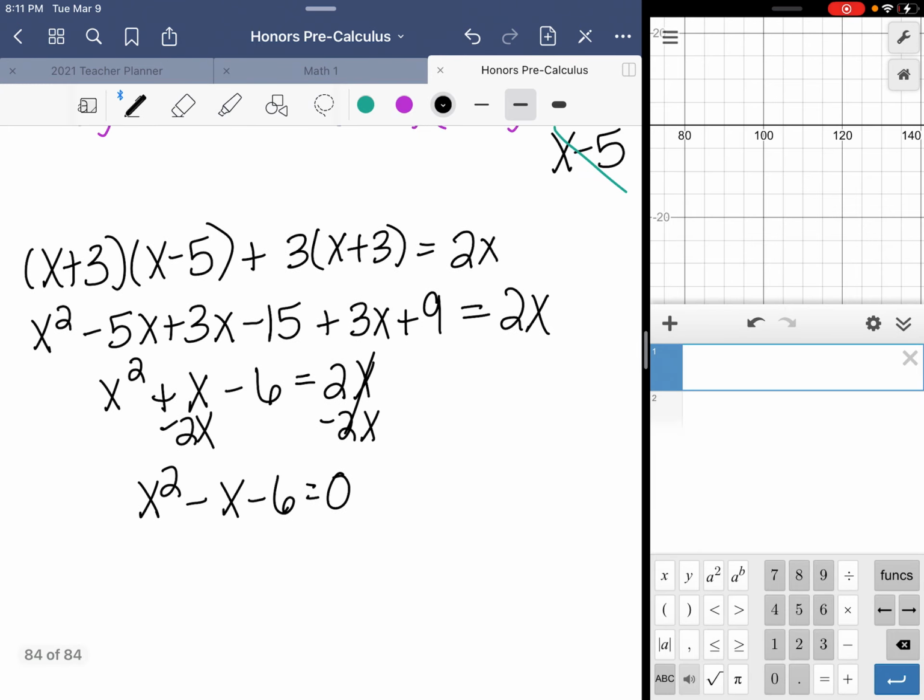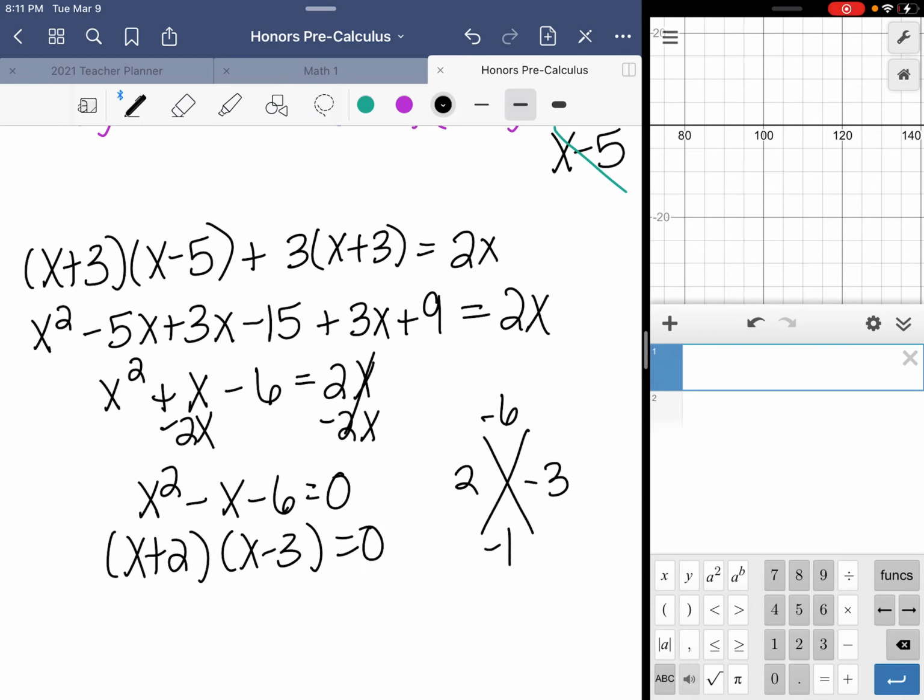So I'm going to try to factor it. You can use the quadratic formula if you want, but I'm going to need two numbers that multiply to give me negative 6, but add to give me negative 1. So most likely it's going to be 2 and 3, and that will work with positive 2 and negative 3. So x plus 2 equals 0, so x equals negative 2. X minus 3 equals 0, so x equals positive 3.